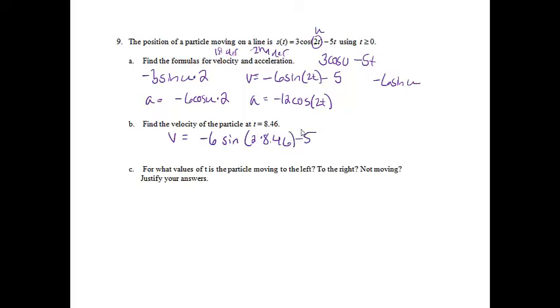And we will allow this to be a calculator-aided problem. If you type that in, making sure that you are in radians, we should get an answer of 0.618. So that would be my velocity. We don't need units because no units were given in the problem.